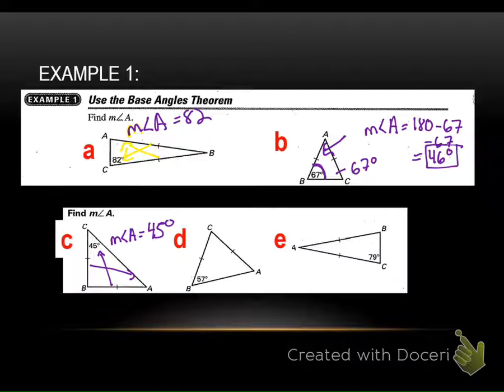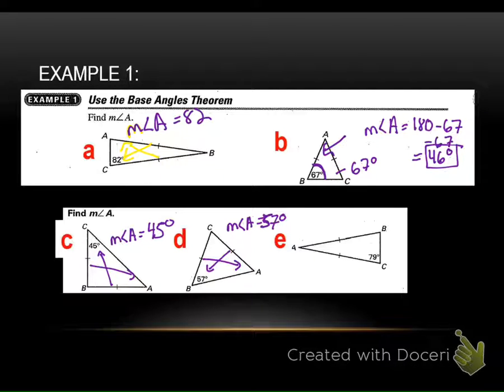Okay, here you see again you have two congruent sides, which means the angles opposite of them are congruent. So that would be angle B and angle C, or angle A. So what's the measure of angle A? 57 degrees. Nice job.